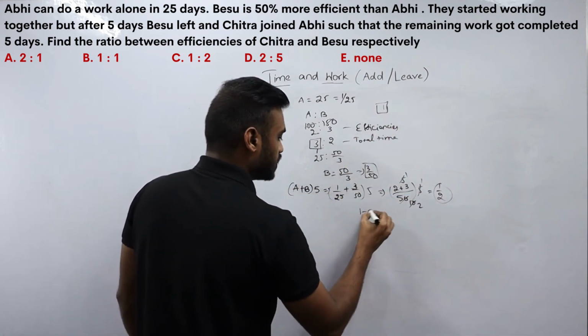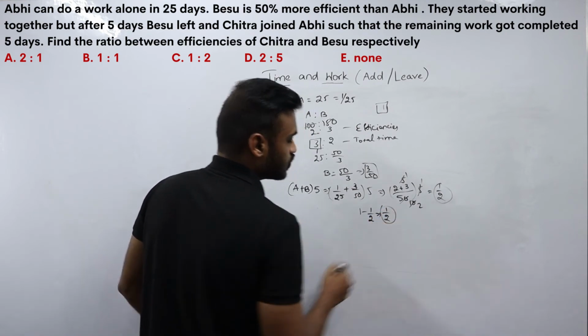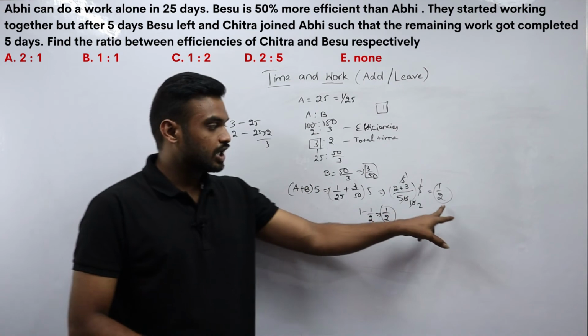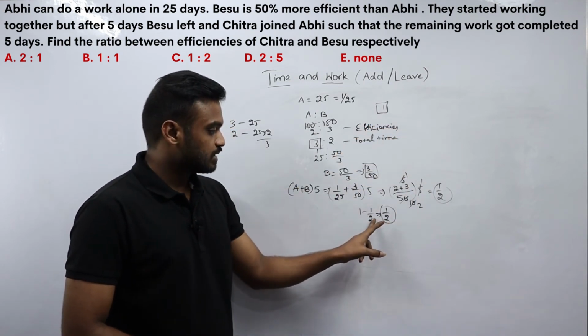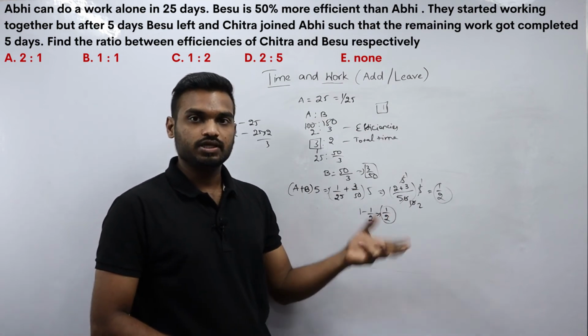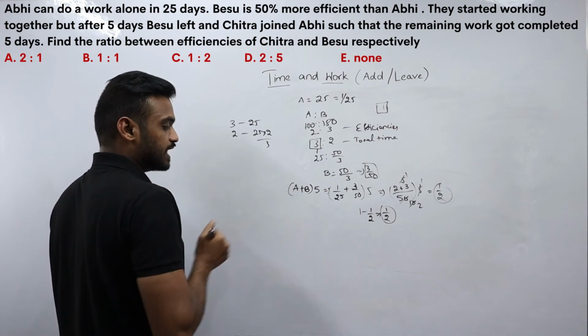So the remaining part will be 1 minus 1 by 2, that is 1 by 2 part of the work. After working for 5 days, they have completed 1 by 2 part of the work. So out of 1 part, 1 by 2 part of the work is completed, then 1 by 2 part of the work is left over. And also they are saying after 5 days, Chaitra has joined Abhi.